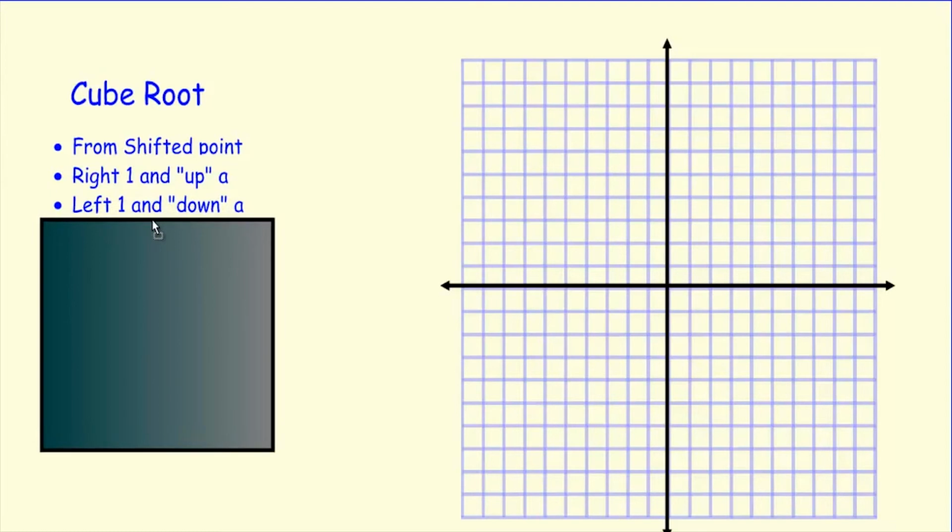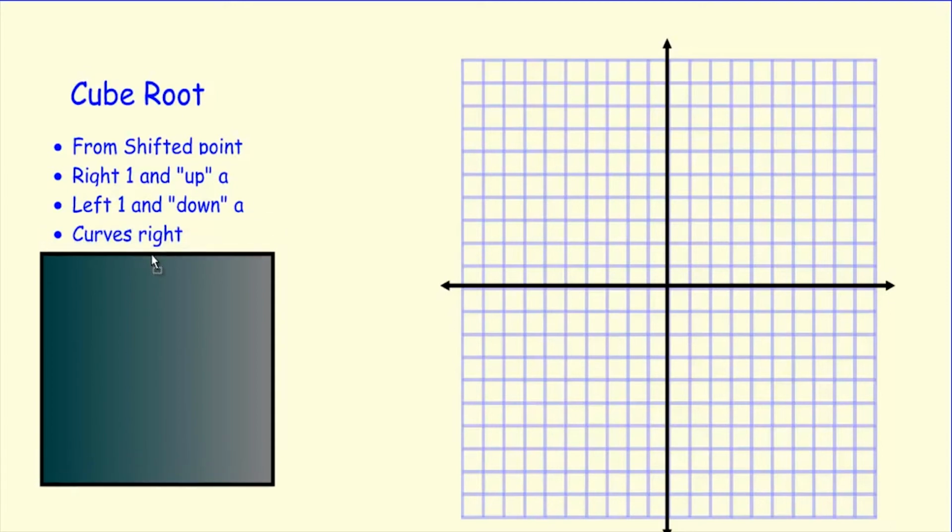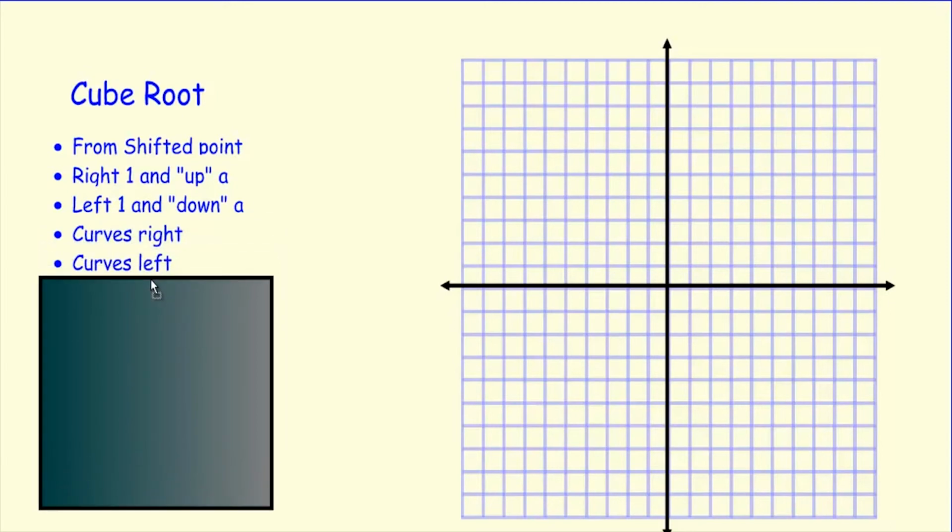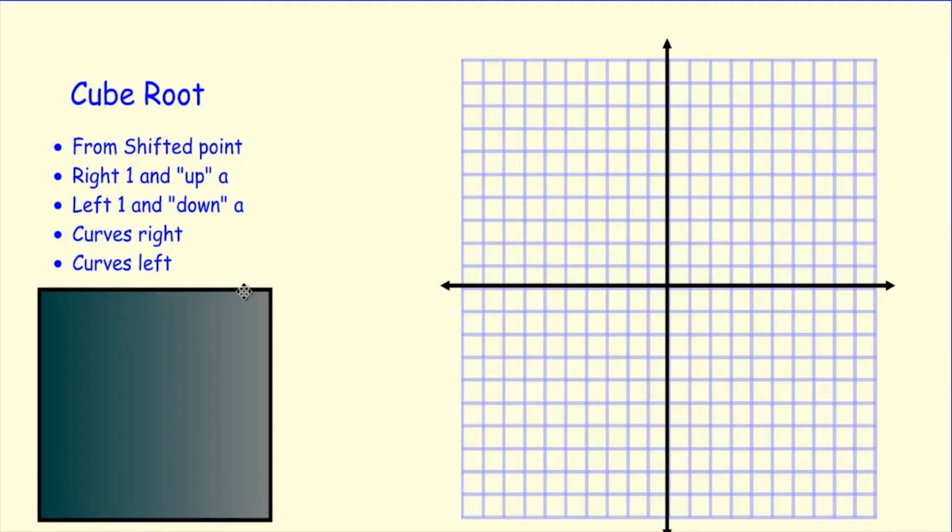Additionally though, and this is what's different about the cube root function, is that we're going to create another part of the graph by going left 1 and down a. We're going to have curves that go to the right as well as curves that go to the left. So whenever we look at this function, we can look at a basic cube root graph.